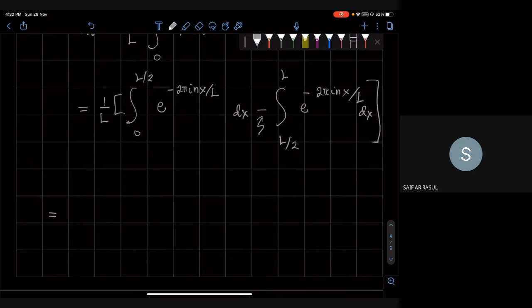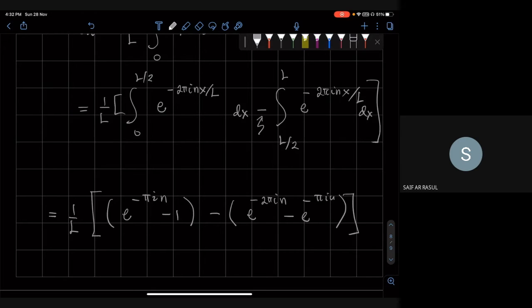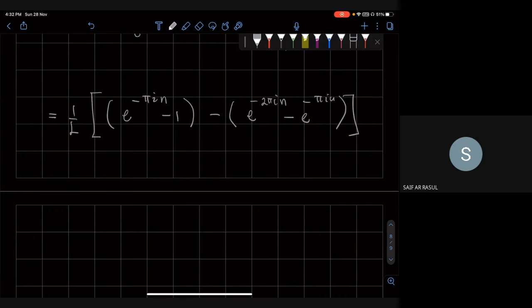So if I do this integral now, what I find is 1 over L, and over here, the first integral gives me e to the power minus pi i n minus 1. And the second integral gives me e to the power minus 2 pi i n minus e to the power minus pi i n. Okay, so if you stare at this for a few minutes or even less than that, you will find that C of n is then given by, so the coefficient now is no longer 1 over L because it's actually minus 1 over 2 pi i n.